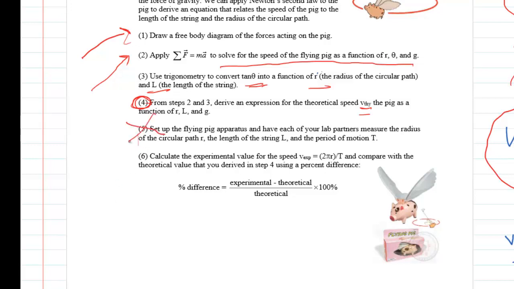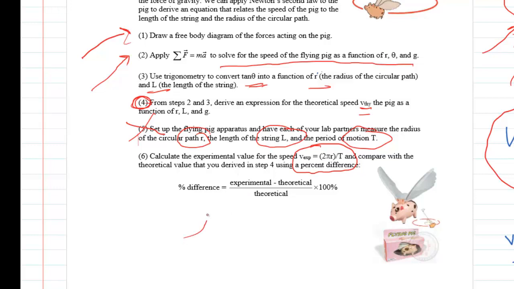In this case, you're not going to set up the pig because basically you are watching a video. But what I want to see is what is the value of r that you get from the video, what is the value of L that you get from the video, and what is the period. You're not doing this multiple times. You're getting one value of r, one value of L, and one value of the period. Then your experimental speed will be 2 pi r divided by the period. Your theoretical speed will be the speed that you get by deriving an equation using Newton's second law.